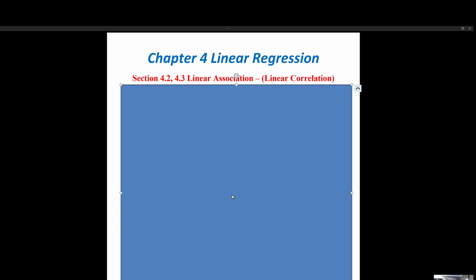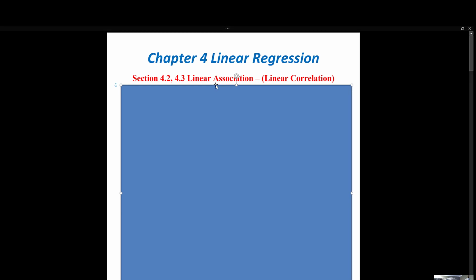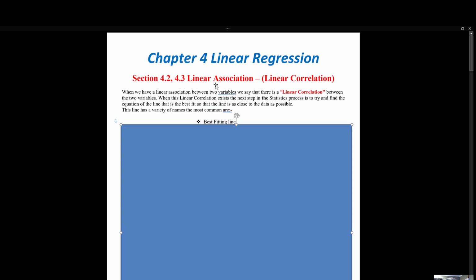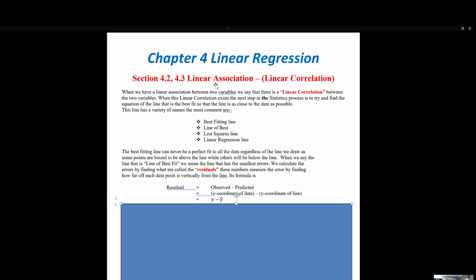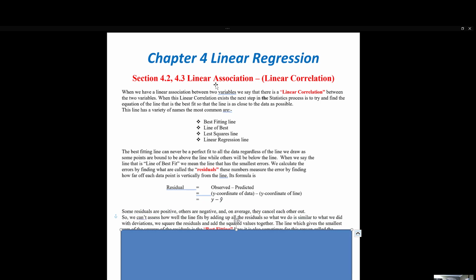Essentially we're going to look at the concept of linear correlation, sometimes called linear association, but almost always linear correlation. So imagine we have a scatter plot and the data is some kind of straight line, and we would expect in that situation to have what we would call a linear correlation.